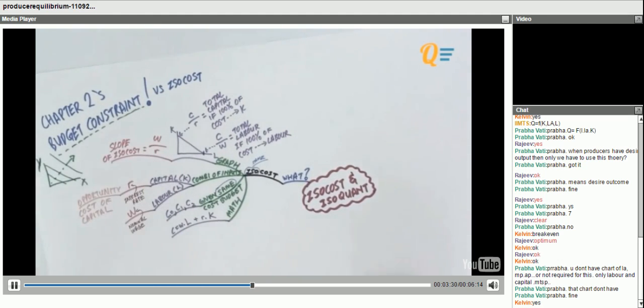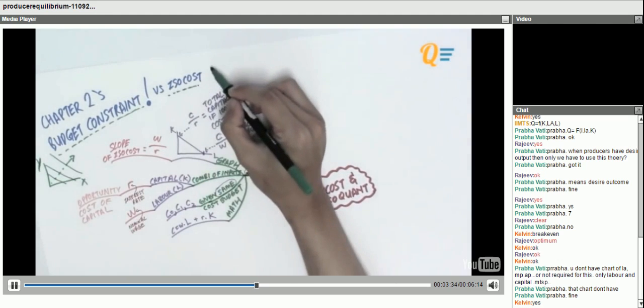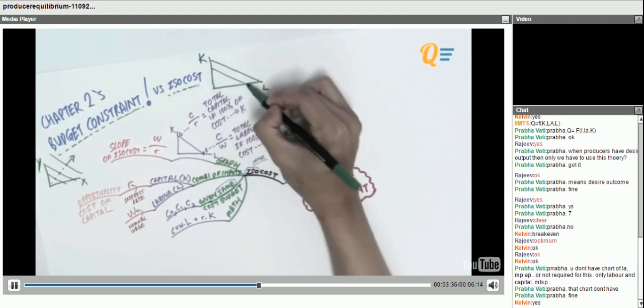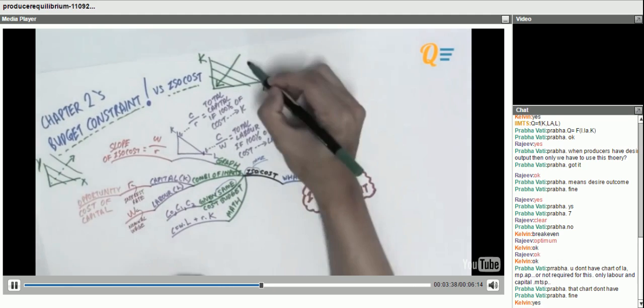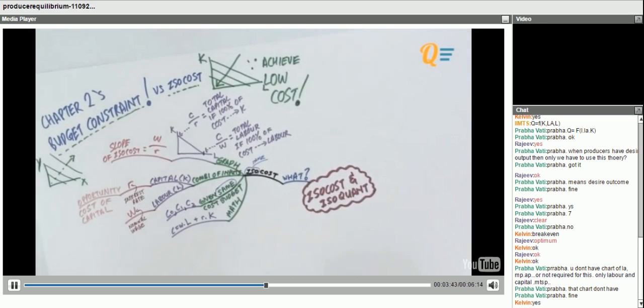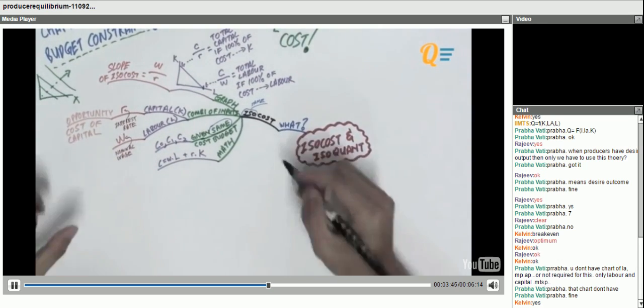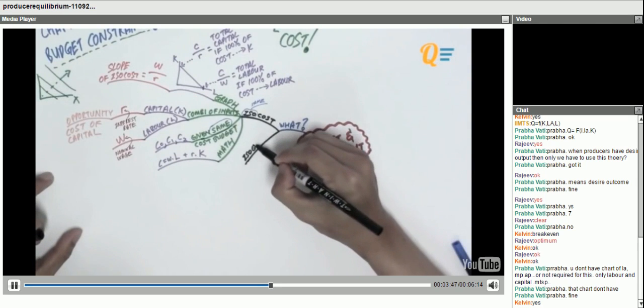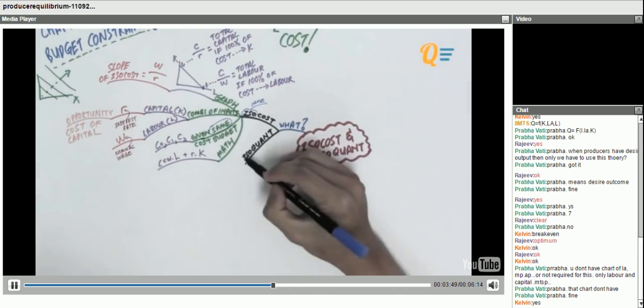It wants to go upwards, right? Because the consumer having a higher budget will actually let him buy more good X and good Y. However, for an ISO cost, it actually wants to move inwards. Why? Because to achieve a lower cost, you just move towards the origin, right? And that is what the firm is trying to do. It is trying to minimize its cost. We'll go into that later.